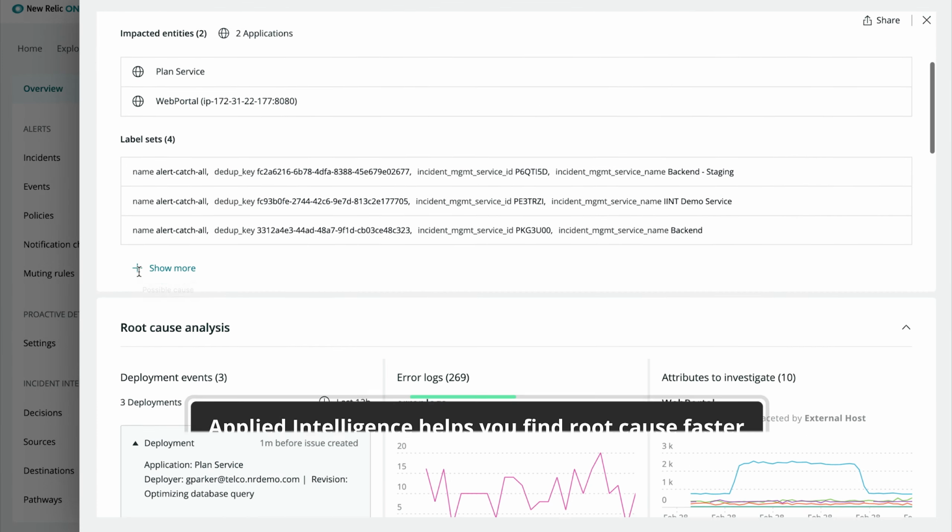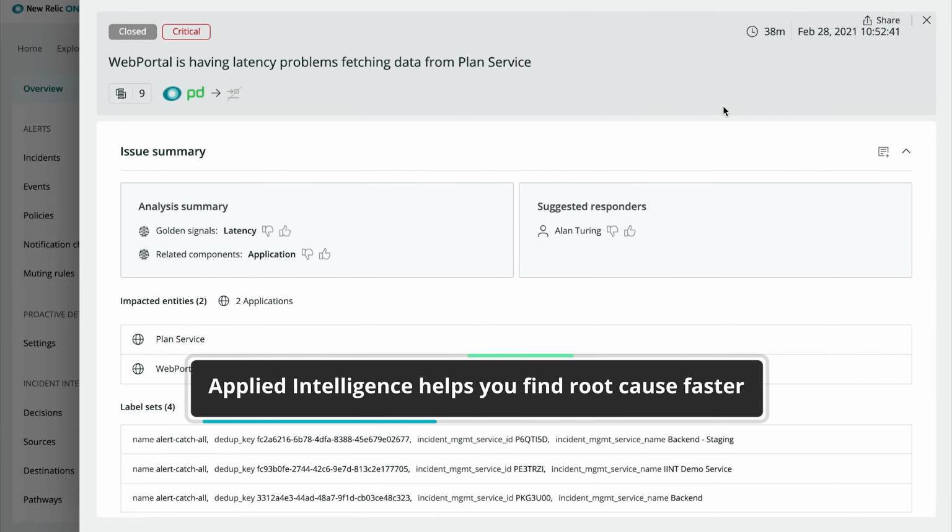Now, by applying AI and ML, we're helping you get to the root cause of the issue faster, before your customers are ever impacted.